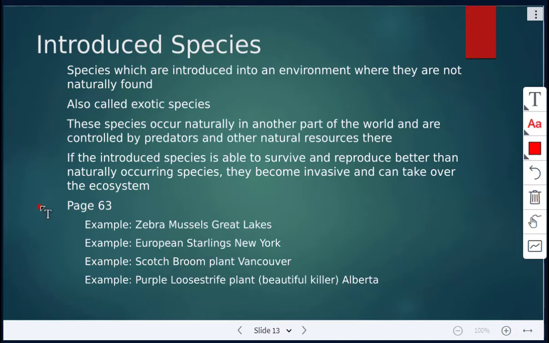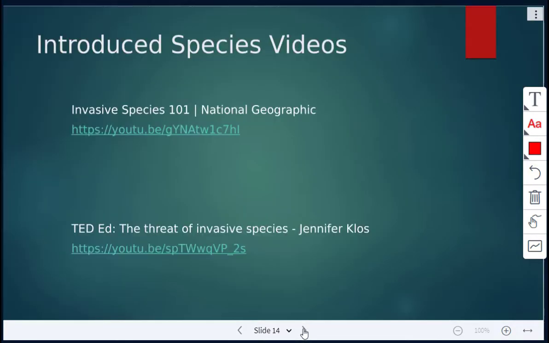These are some examples from the textbook on page 63: the zebra mussels, the European starlings, the Scotch broom plant, and the purple loosestrife plant in Alberta. All right, we're just going to watch a couple of videos here on invasive species and the threat of invasive species.